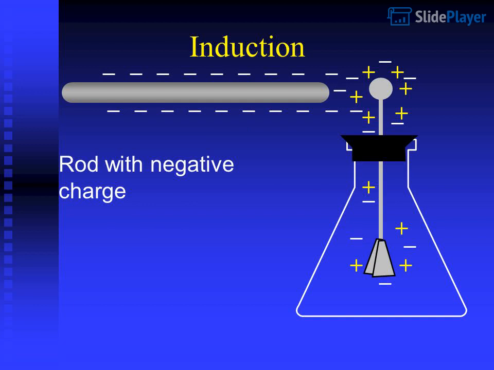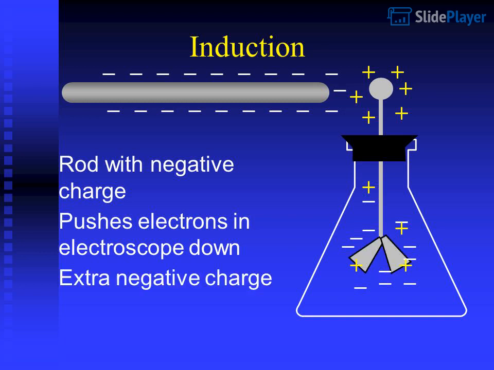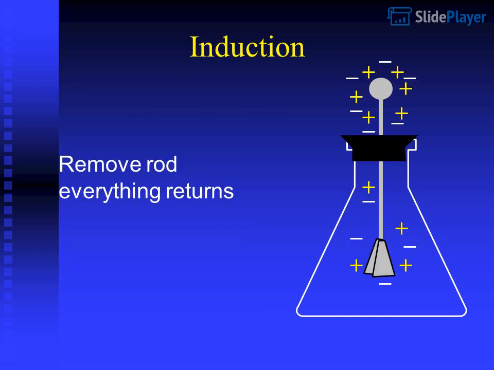Induction. A rod with negative charge pushes electrons in the electroscope down. Extra negative charge in the leaves makes them move apart. Induction: remove the rod, and everything returns.